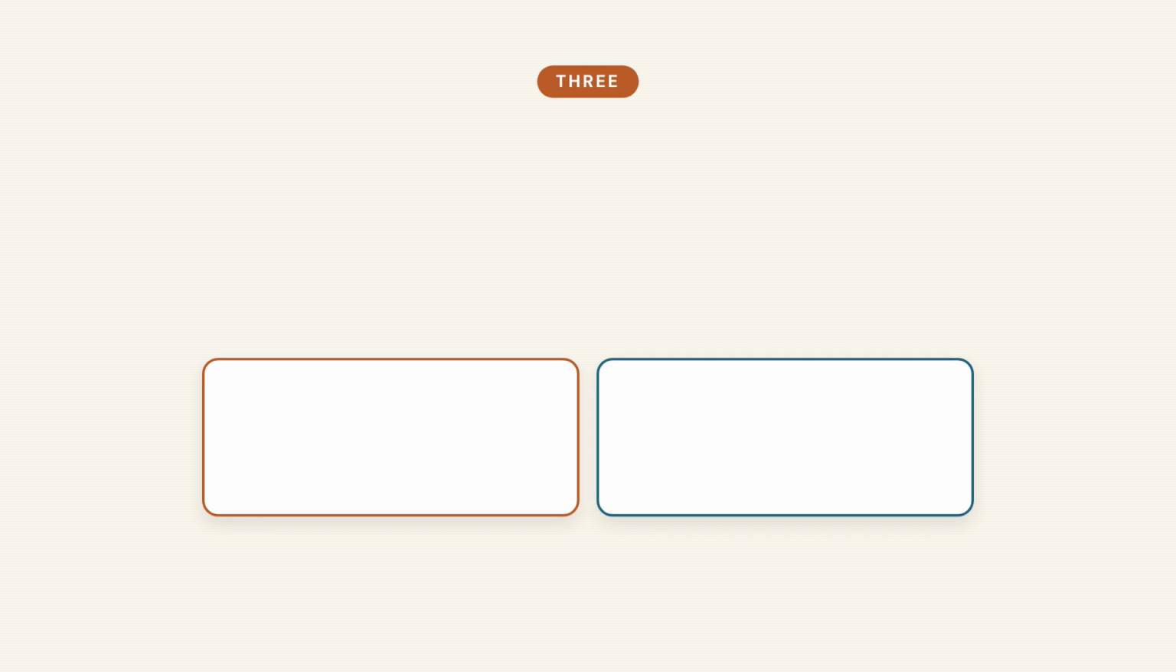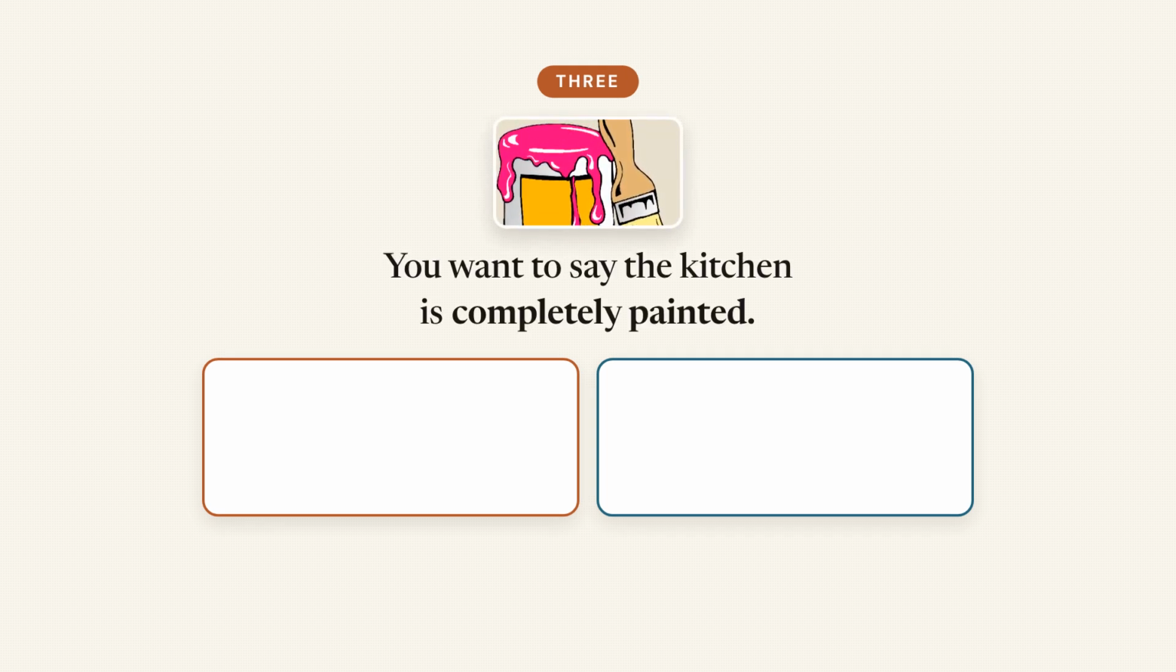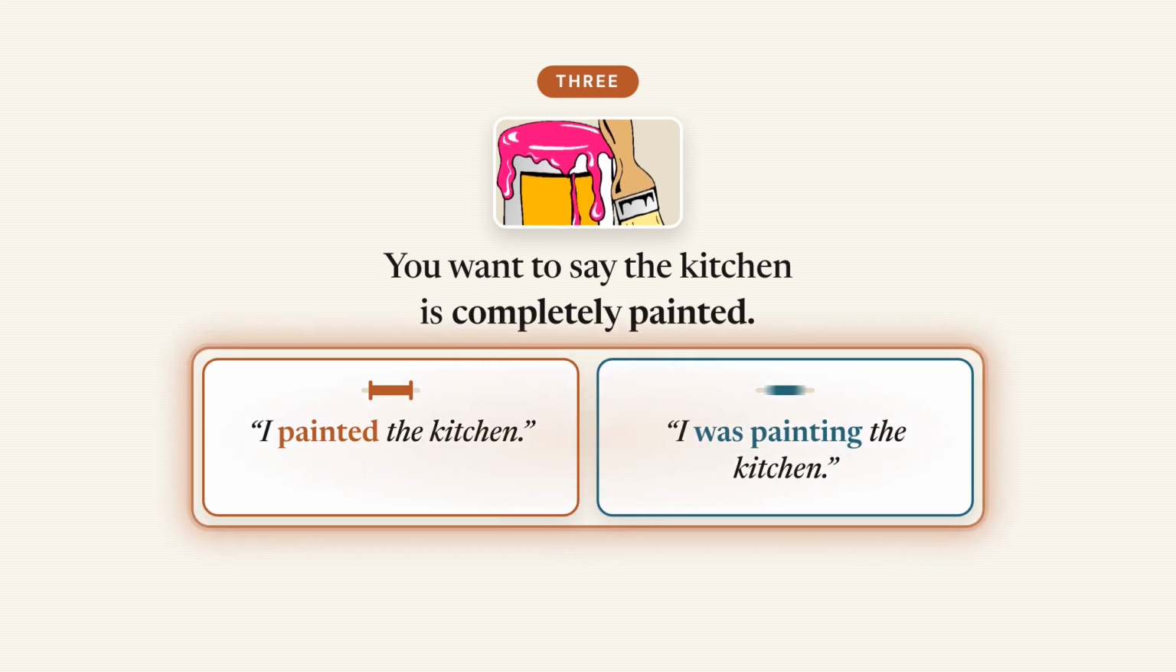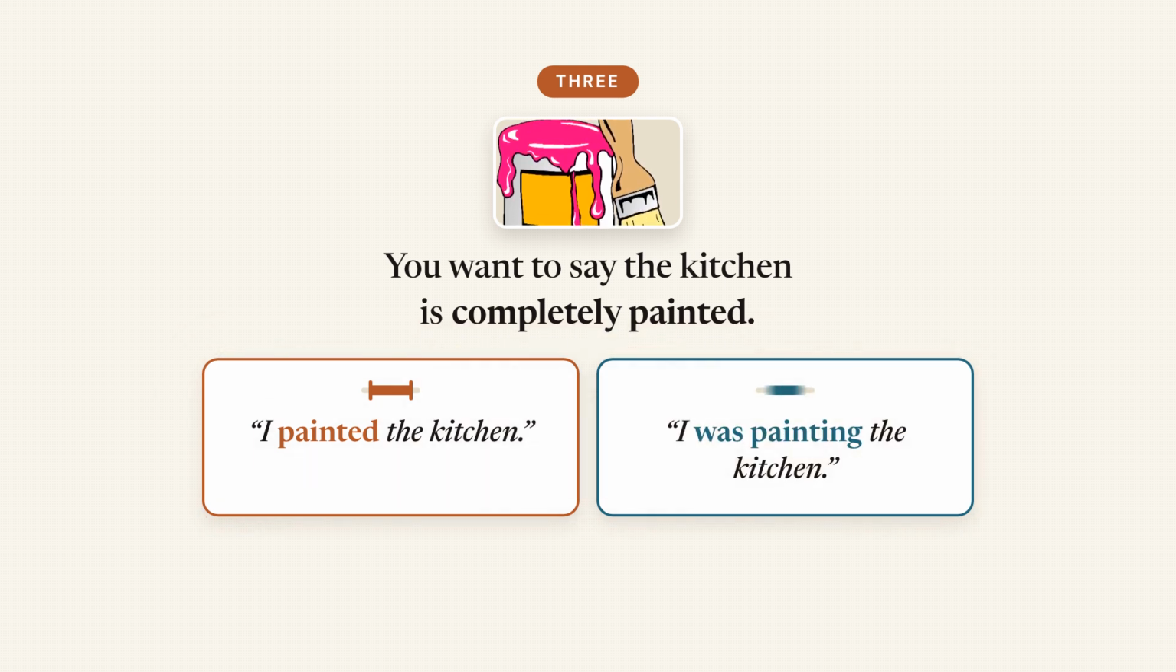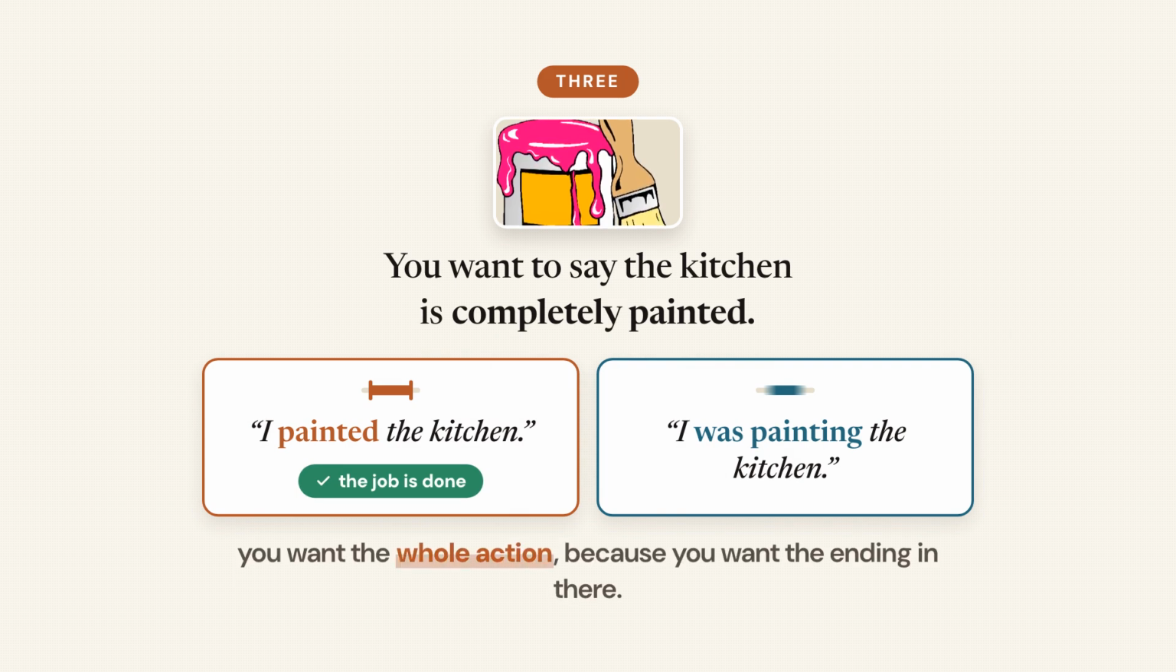3. Now you choose. You want to tell me the kitchen is completely painted. The job is finished. Do you say "I painted the kitchen" or "I was painting the kitchen"? I painted the kitchen. You want the whole action because you want the ending in there.